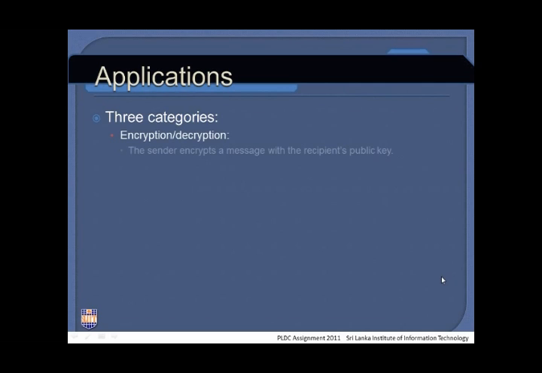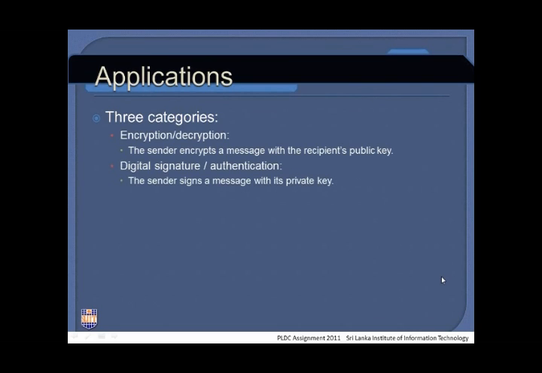Applications. When talking about the applications in public key systems, there are mainly three categories: encryption or decryption. Here, the sender encrypts a message with the recipient's public key. Second category is authentication, also called digital signature, where a sender signs a message with its private key. Third type is key exchange. Here, two sides cooperate to exchange a session key.